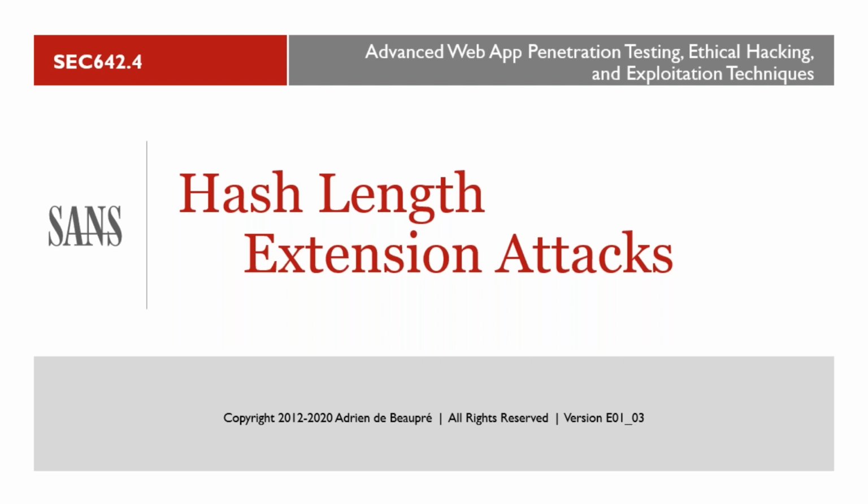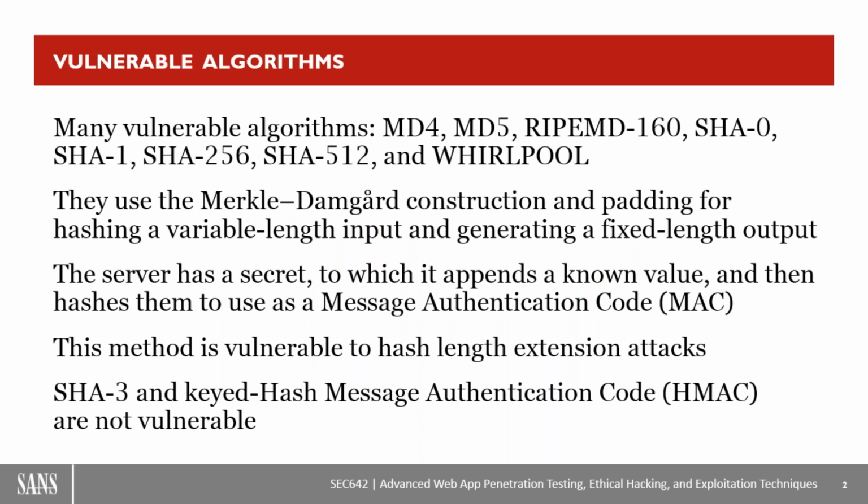I'd like to talk to you about what a hash length extension attack is, what it means, and how it's performed. So first off, which algorithms are vulnerable? And the answer is almost all of them. MD4, MD5, RIPEMD-160, SHA-0, SHA-1, SHA-256, SHA-512, and Whirlpool. Okay, so that's a significant proportion of the hashes we use in modern applications. Some of them are deprecated. For example, MD4, MD5, SHA-0, and SHA-1 are all deprecated, so we shouldn't use them anymore.